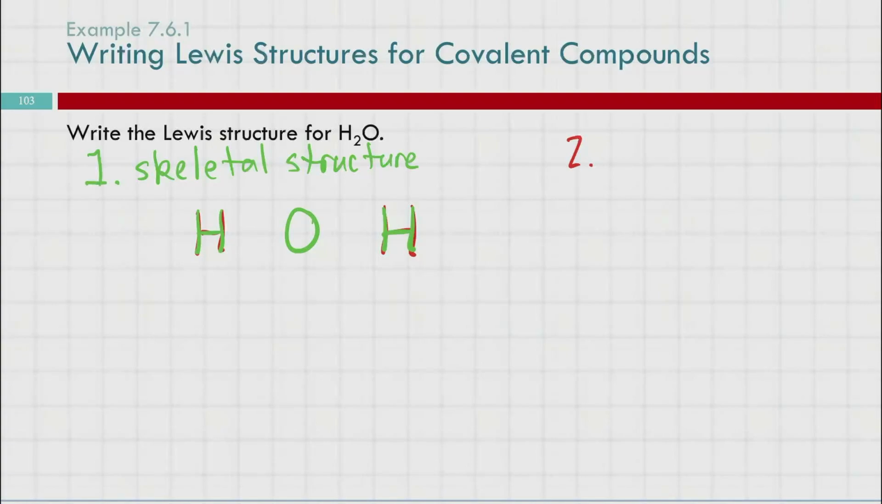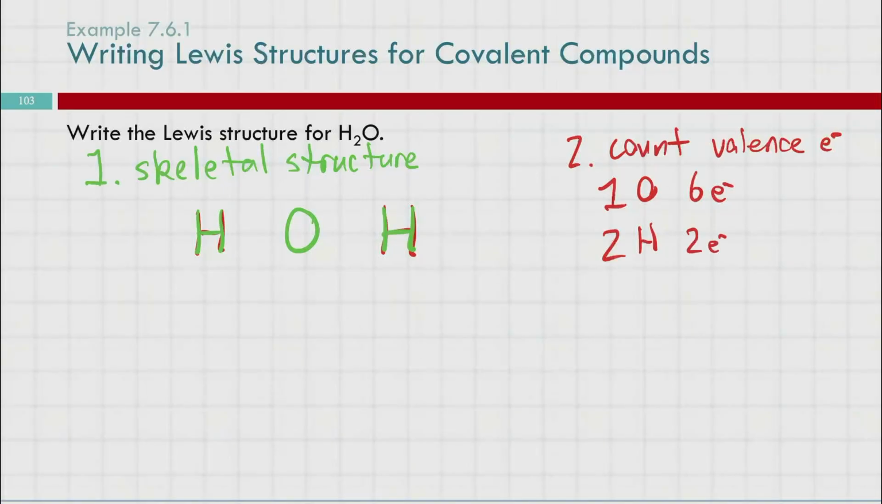Step 2, count our valence electrons. So we've got 1 oxygen and 2 hydrogens. Each oxygen is going to have 6 electrons. Each hydrogen is going to have 1 electron. So that gives us a total of 8 electrons. And I'll usually call this VE because that's the nomenclature that's used on the worksheet.